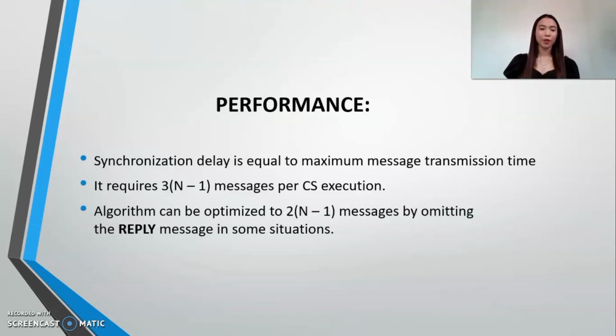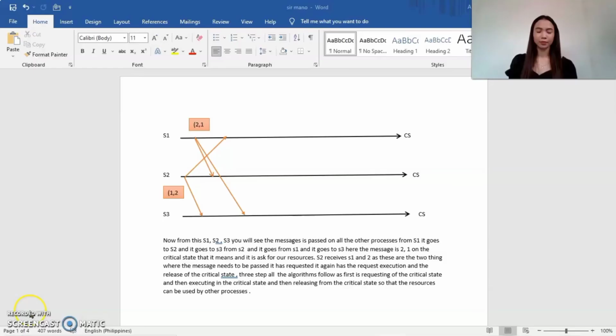The last one is the performance. Synchronization delay is equal to the maximum message transmission time. It requires 3(n-1) messages per CS execution. The algorithm can be optimized to 2(n-1) messages by omitting the reply message in some situations.